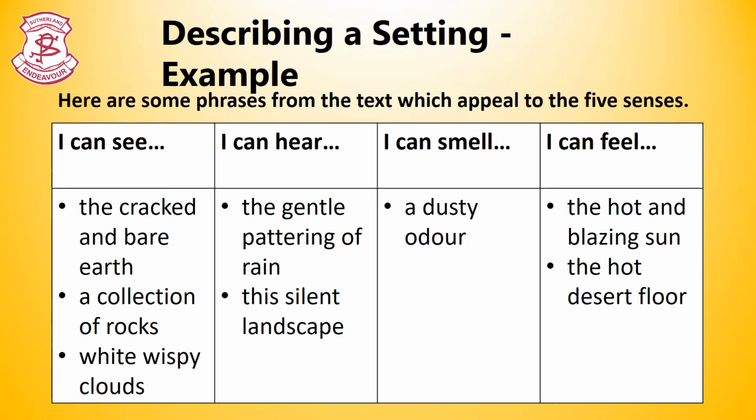Now we are going to take the information that we heard and place it into four of our five senses. I can see the cracked and bare earth, a collection of rocks, white wispy clouds. I can hear the gentle pattering of rain, this silent landscape. I can smell a dusty odour. I can feel the hot and blazing sun, the hot desert floor.